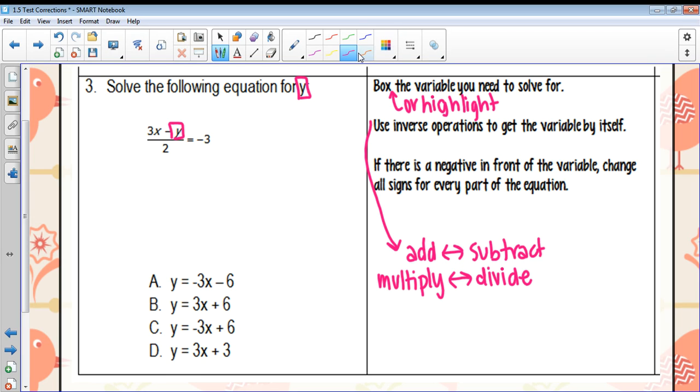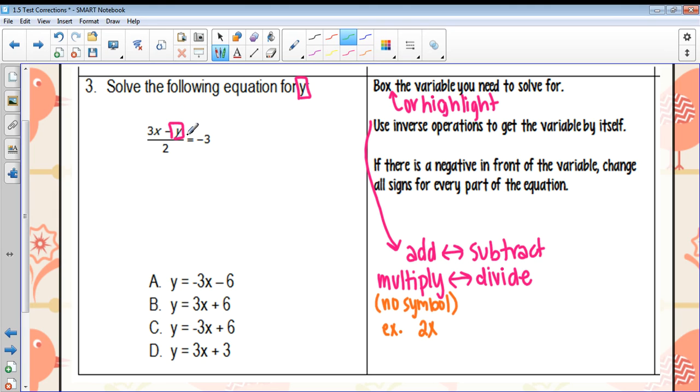Now, one thing that you do need to make a note of is that with multiplying, there's no symbol in between them. We're used to seeing a star or maybe an X, but there's no symbol. It's just going to look like, for instance, 2x. This means multiplication. So we need to use inverse operations to get this variable all by himself.